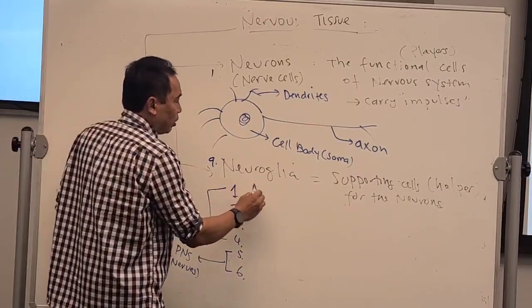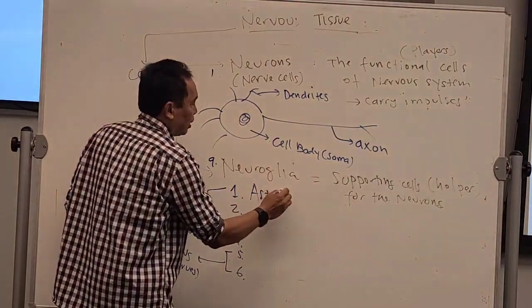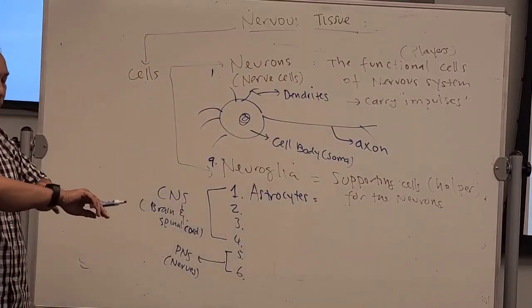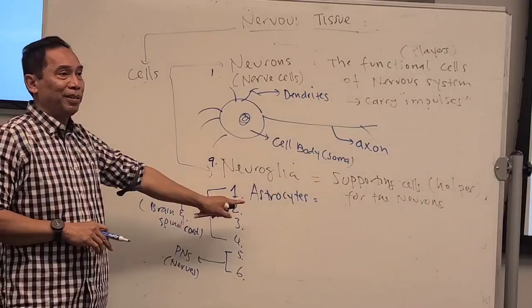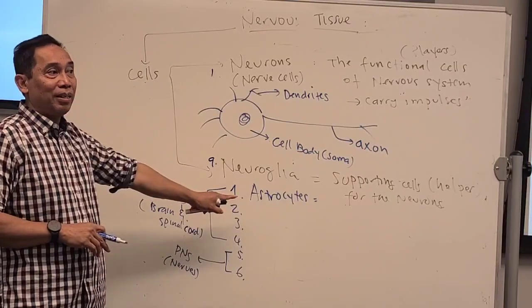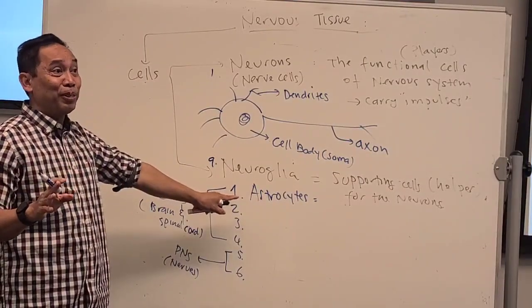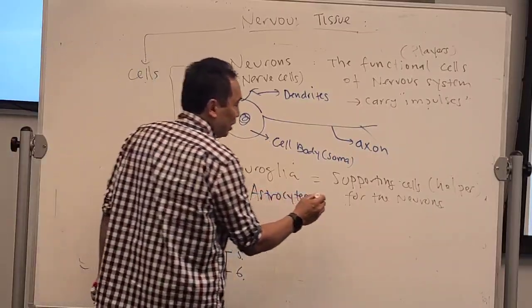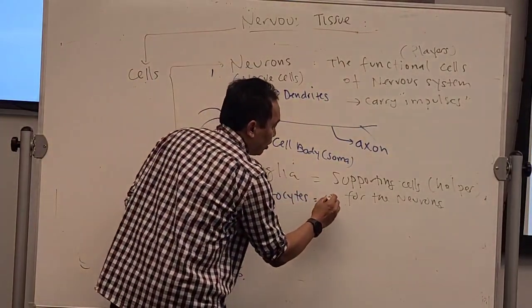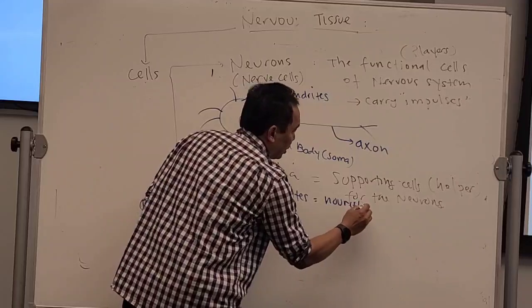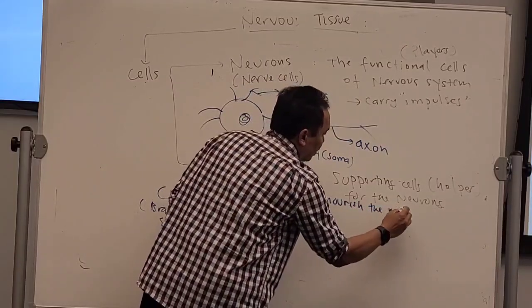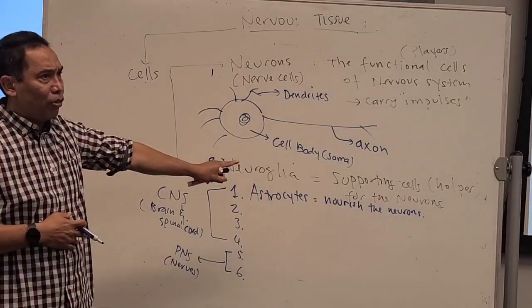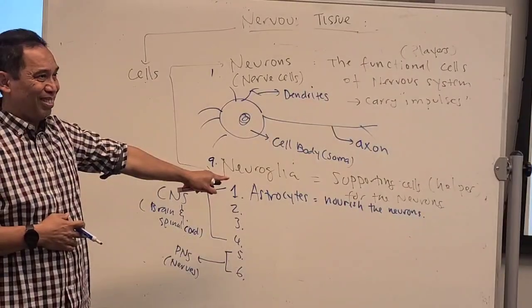One is called astrocyte. Can you tell me what the shape of this astrocyte will be? Aster means star, so the shape looks like a star. Cyte means cell, right? What is the function? Nourish the neurons. This is the one that carries the nutrients for the neuron.